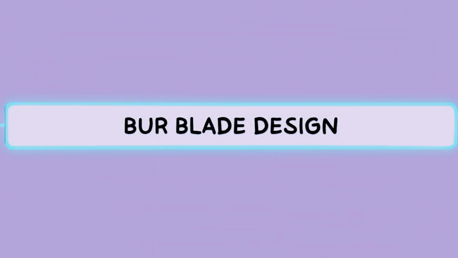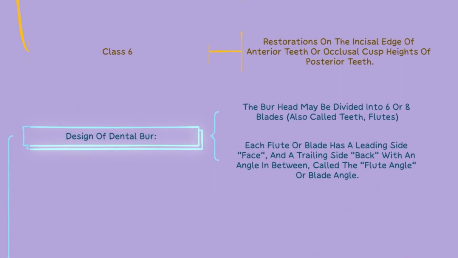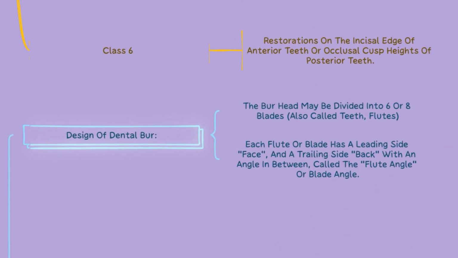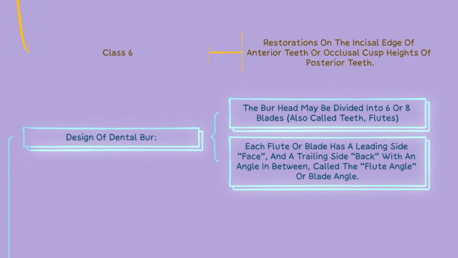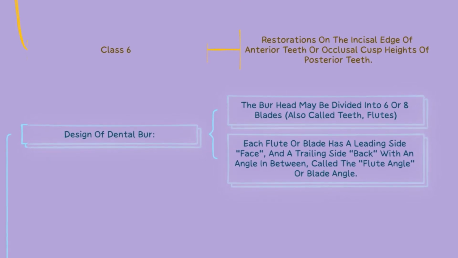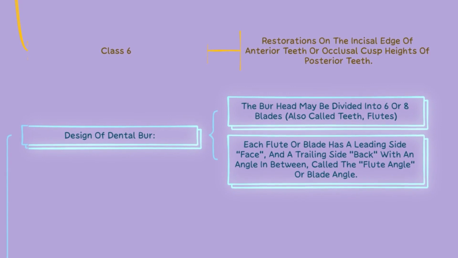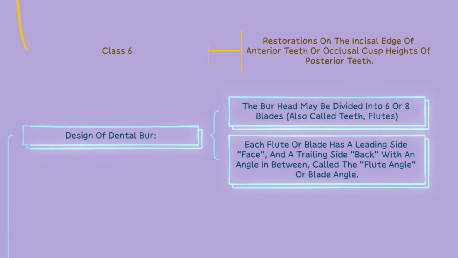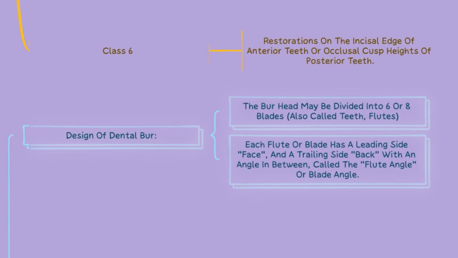Moving on to the burr blade design, there are certain definitions that we must know. Head. The head of a burr is the part that contains the cutting edges. The shape of the head varies depending on the type of burr, but it is typically cylindrical or conical. The number of cutting edges on the head also varies, but most burrs have between 6 and 40 cutting edges.